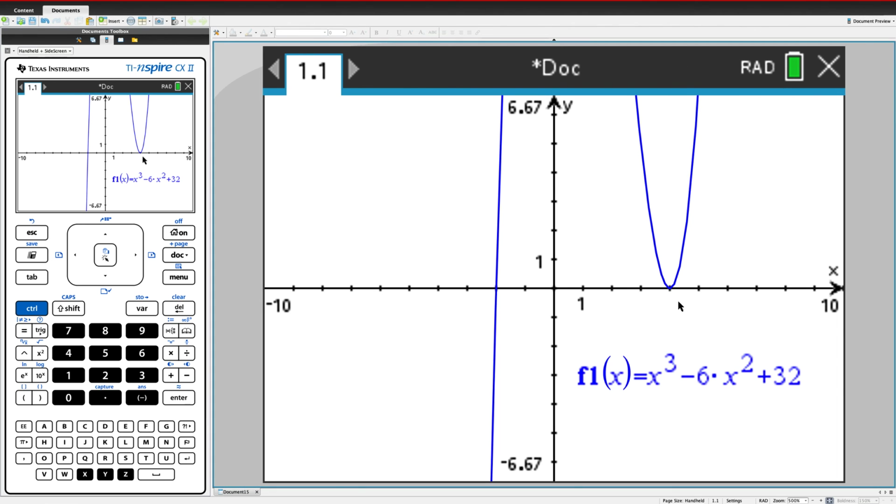It counts as how many? 2. So this would have 2 unique zeros, but we've counted all 3 zeros.